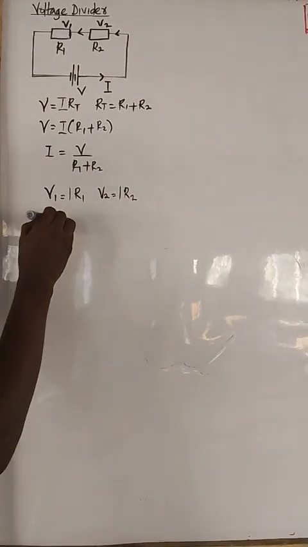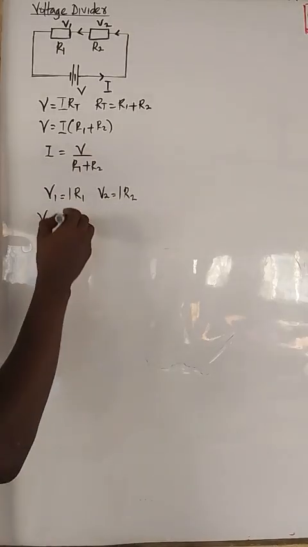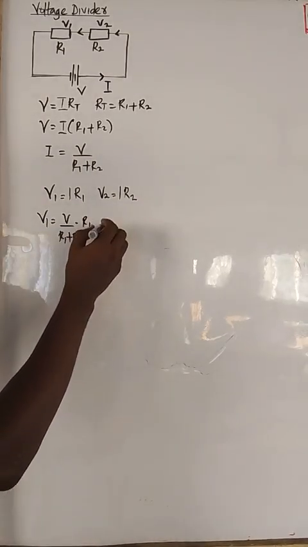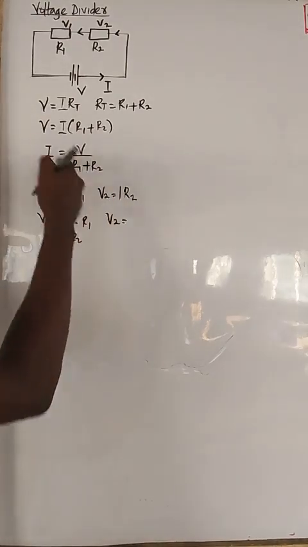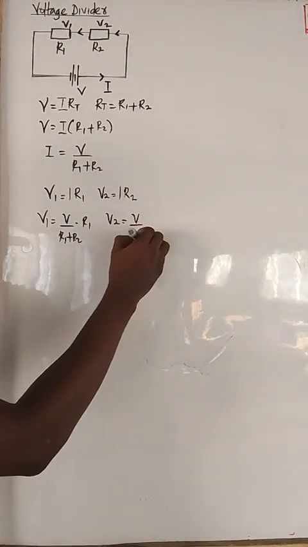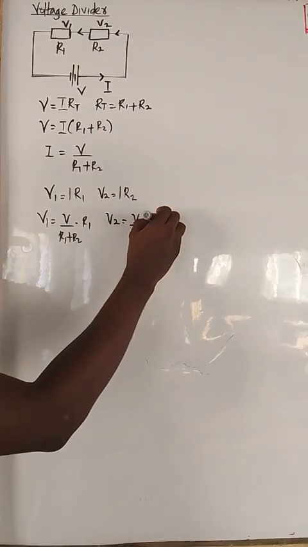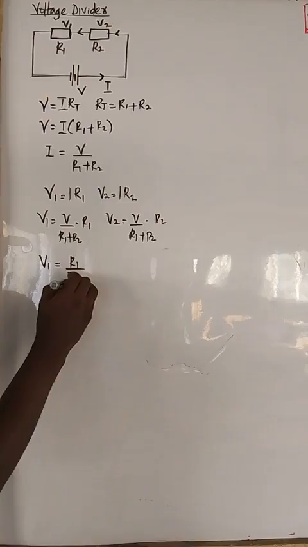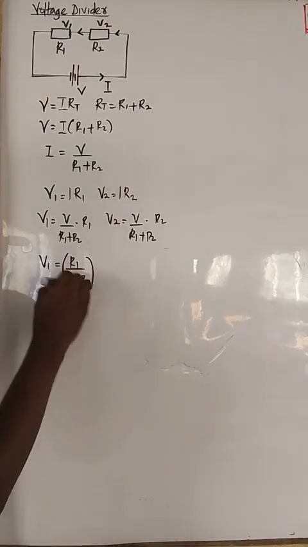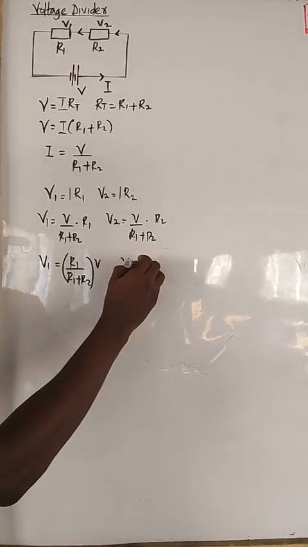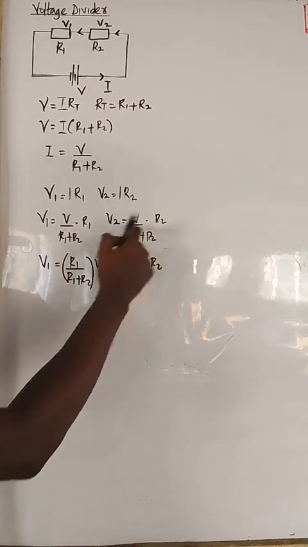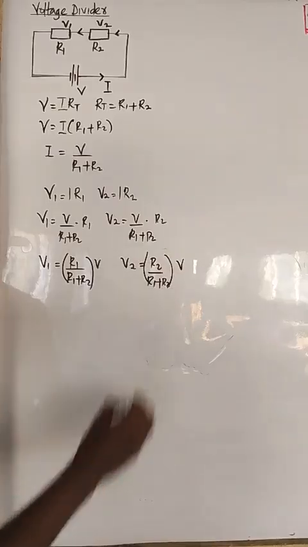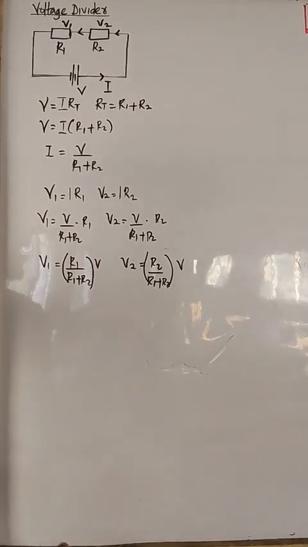So from there we can say V1 equals, what is I? I is V over R1 plus R2, times R1. Same for V2. What is I? I is V over R1 plus R2, times R2. So we can write this as V1 equals R1 over R1 plus R2 times V, and V2 equals R2 over the whole of R1 plus R2 times V. These are called the voltage divider rule.